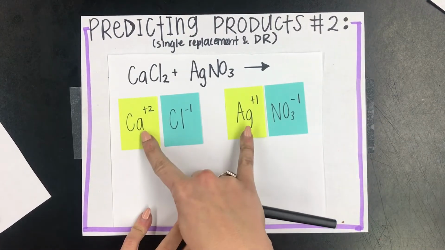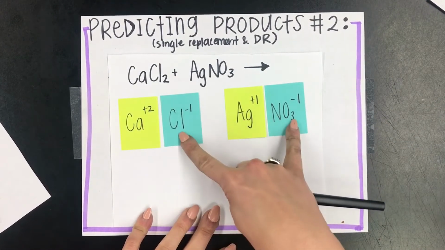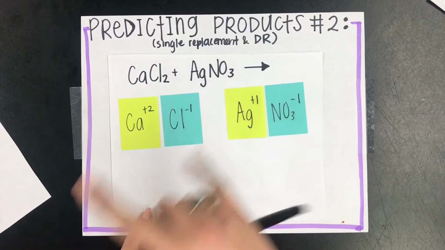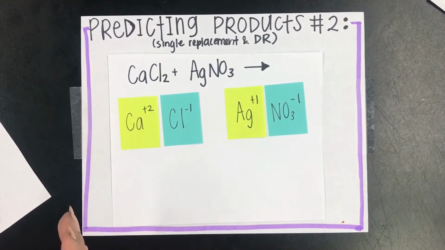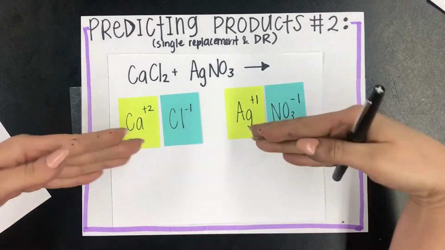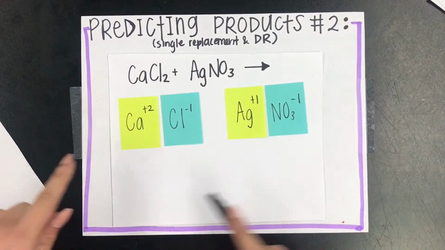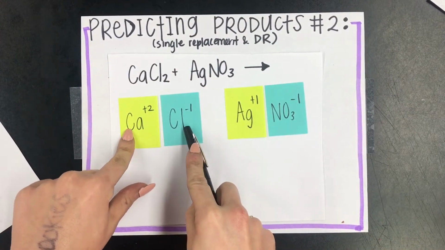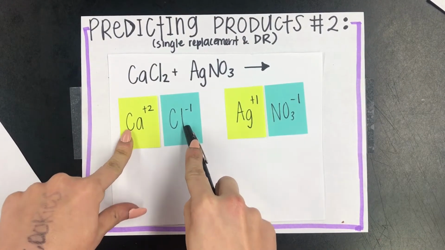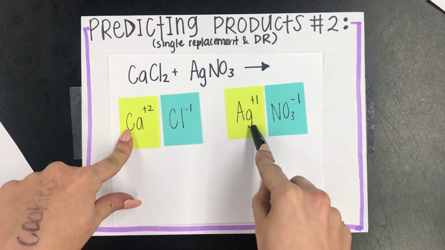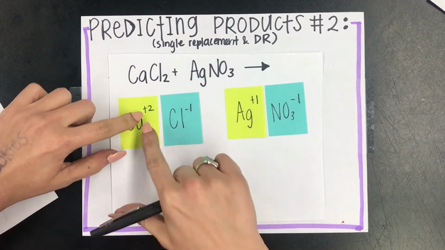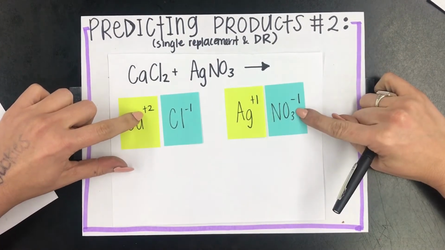So again, notice my cations, my metals, are positive. Anions are going to be negative. So again, we want to switch people who are very similar so that they hook up with somebody who is opposite of them. So right now, calcium is bonded to chlorine. But when it changes places with silver, calcium will bond with the other anion.